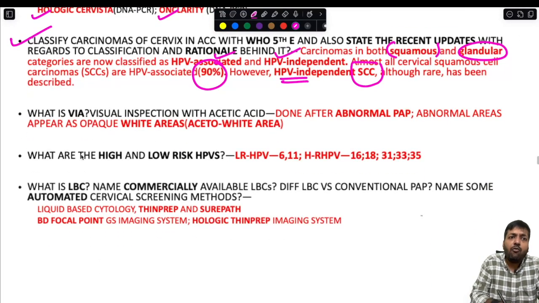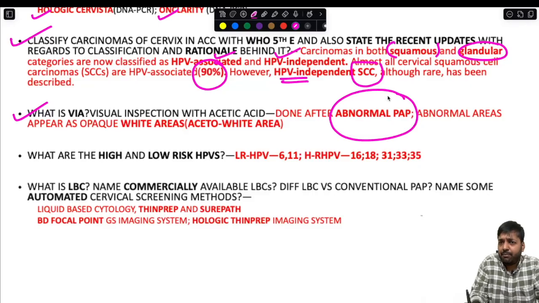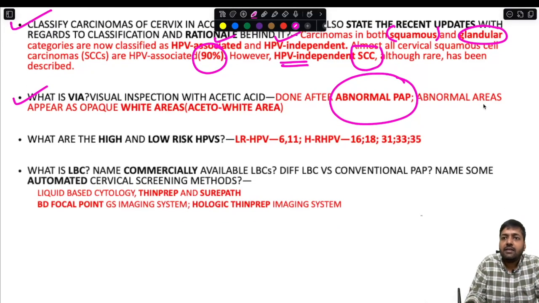Okay, now what is VIA? It stands for visual inspection with acetic acid. It is done after an abnormal pap, when you know that the pap is abnormal and you have to take a particular sample from there. So abnormal areas are highlighted using this method, and with this testing, abnormal areas appear as opaque white areas called aceto-white areas.